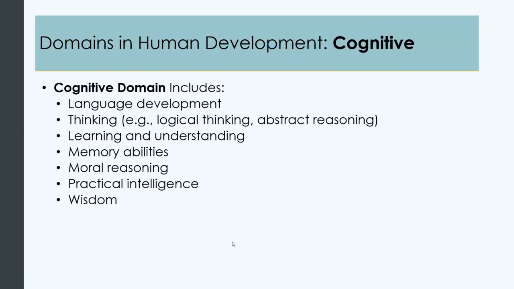Cognitive includes anything to do with thinking. So it includes language development, logic, abstract reasoning, how we learn, how we understand, how we put things away for storage and for retrieval later. It also includes our moral reasoning, intelligence, and even the concept of wisdom.